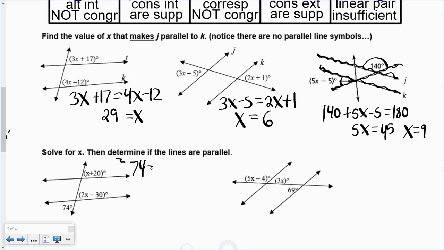Okay? So what's the equation I could write? Sorry, I have to stand in front of the board for a second. 74 is equal to 2x minus 30, because vertical angles are congruent. Fall back on the old relationship. So when I add the 30, I get 104 is equal to 2x.